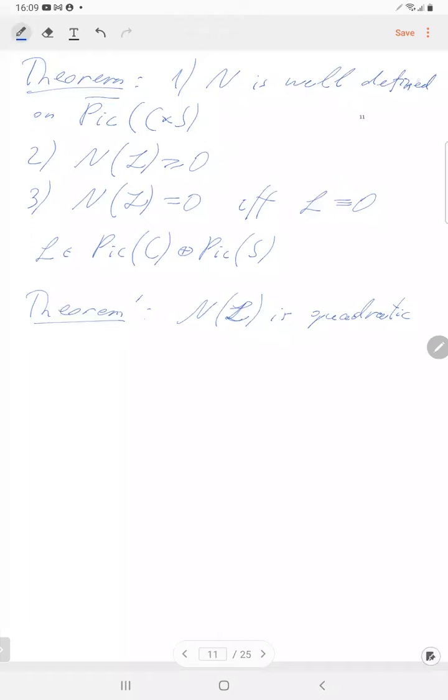Could you please repeat why L is flat? Just because it is a line bundle on the product. Certainly C times S is flat over C or over S, and any line bundle, any invertible sheaf, is locally isomorphic to the structure sheaf, so it's flat as well.